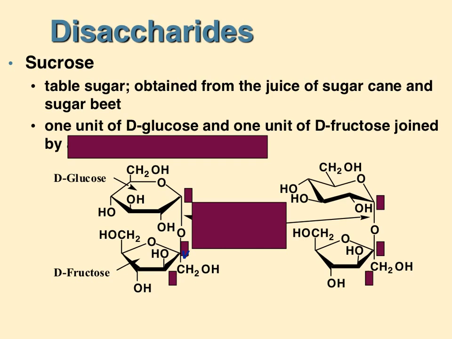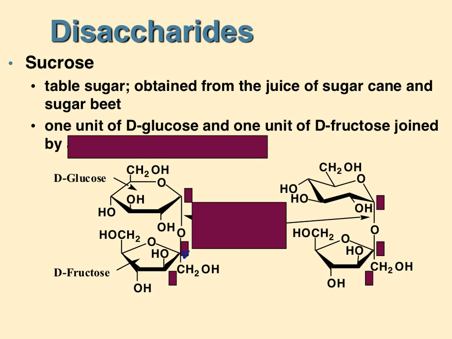Okay, this is sucrose, which is table sugar. It comes from sugar cane or sugar beet if you're up north. It's literally a D-glucose joined with a D-fructose. I just want you to practice now saying, first of all, is it an alpha or a beta linkage, and secondly, what the number is. Okay, I'll give you a moment to look at it.